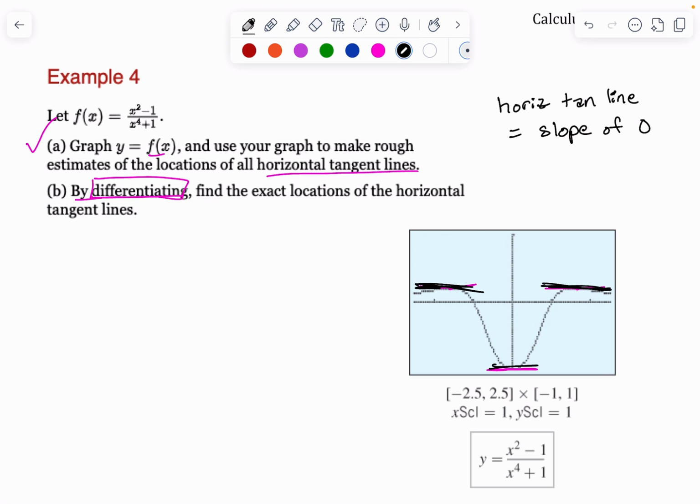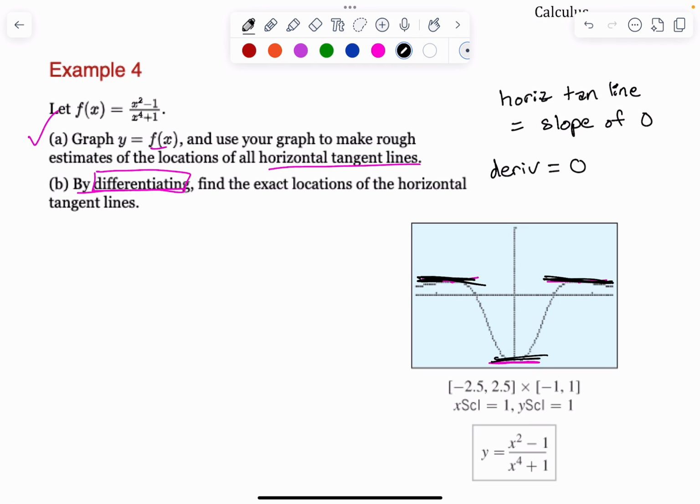And so basically, the tangent line has a slope of 0, and the slope of a tangent line is the derivative. And the derivative, we're going to set equal to 0 to find where those places are located, okay? So that's what we're going to do. We're going to find the derivative. We're going to set it equal to 0. This is a really ugly thing. I'm going to write him down here.